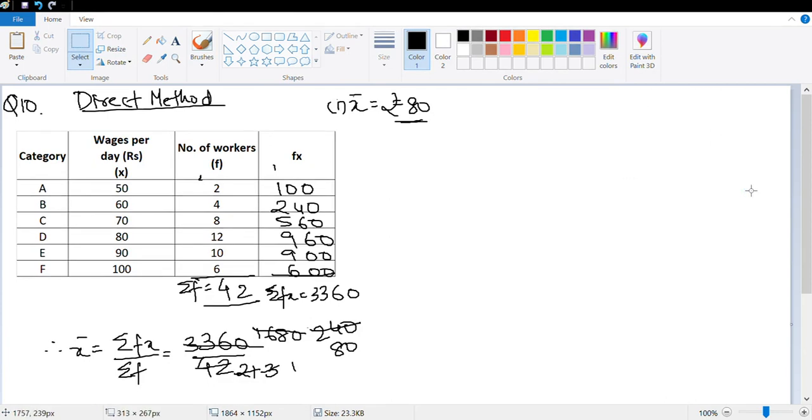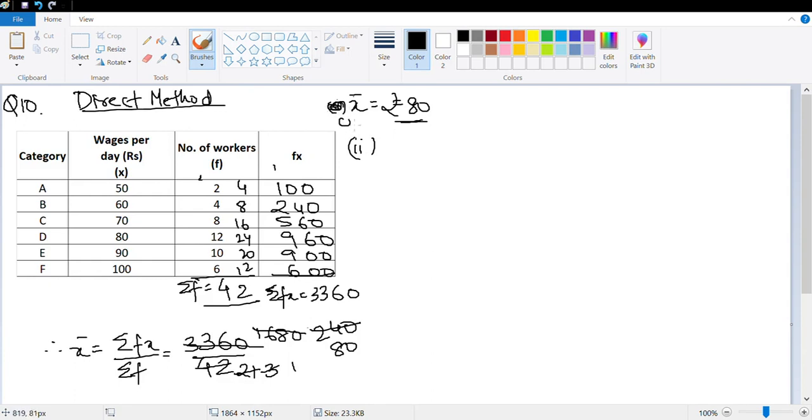The second part of the question says, if the number of workers in each category is doubled. So what they are saying is, instead of 2, now I have 4, 8, 16, 24, 20 and 12. That's the next part. What would be the new wage? Would anything change? No, nothing would change, because just the number of workers has increased with the same salary. We have not changed anything. Therefore, in the second case also, no.